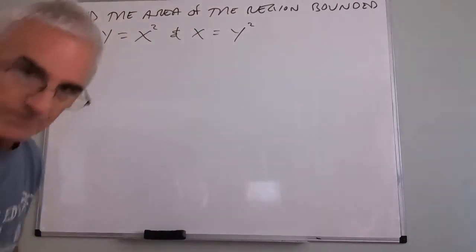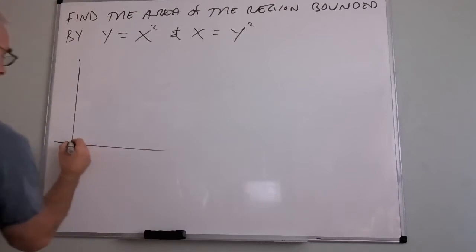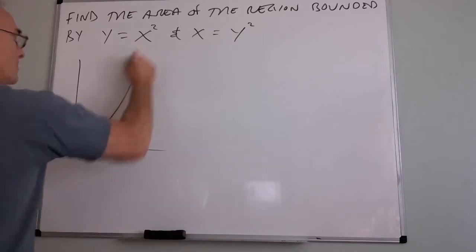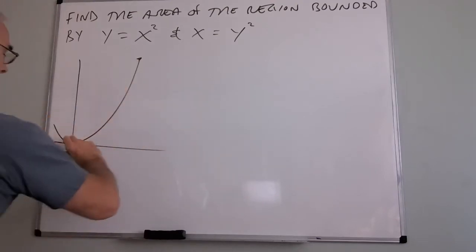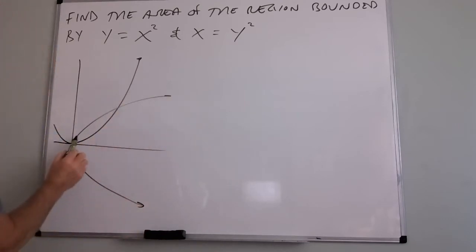So I'm going to draw my picture. I've got y equals x squared, and I've got x equals y squared. I'm interested in this little piece right here. Now, a lot of times when we draw our pictures, we don't do a great job. We make it too big, too small. I can't actually see what's going on.